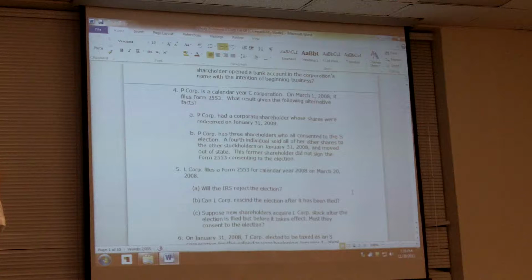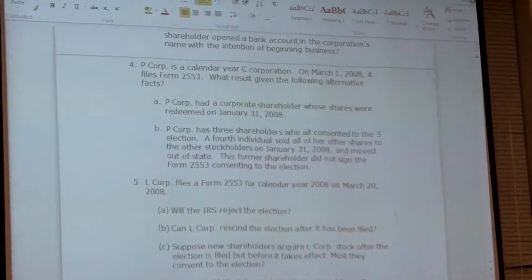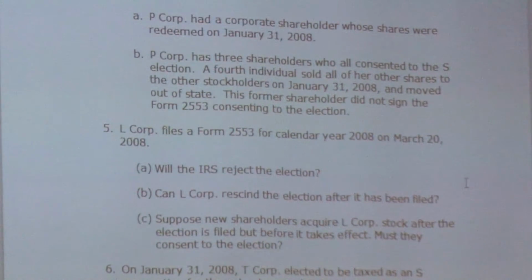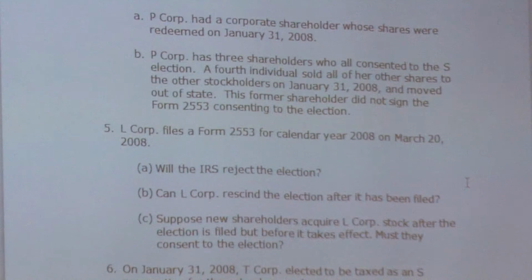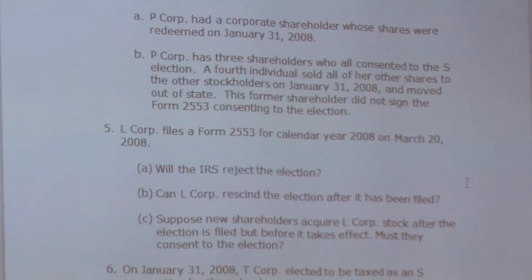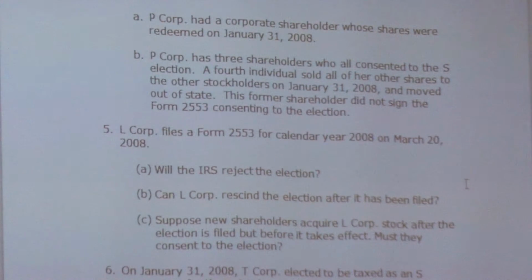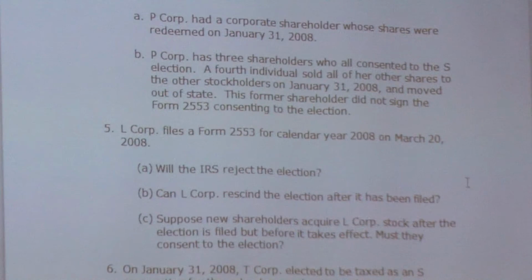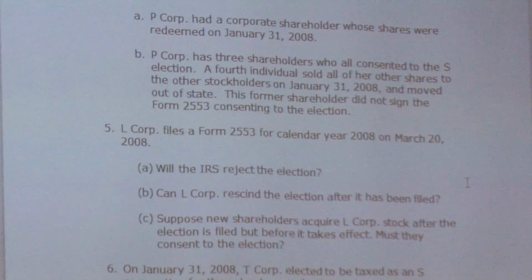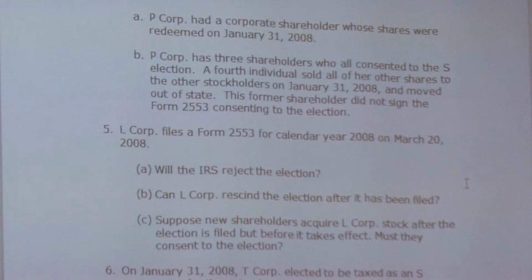So, okay, L Corp files a Form 2553 for calendar year 2008 on March 20, 2008. Will the IRS reject the election? No, it doesn't reject the election. It's just for the next year. And yeah, it's just not effective. They do not reject elections. They say, thank you very much. This is effective on 1/1/09. Can L Corp rescind the election after it has been filed?